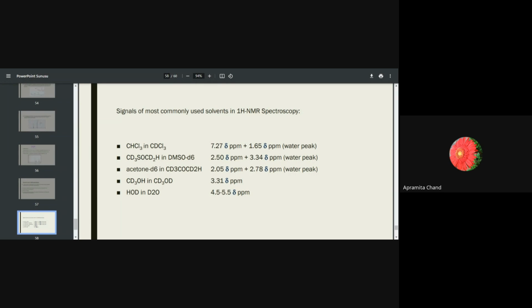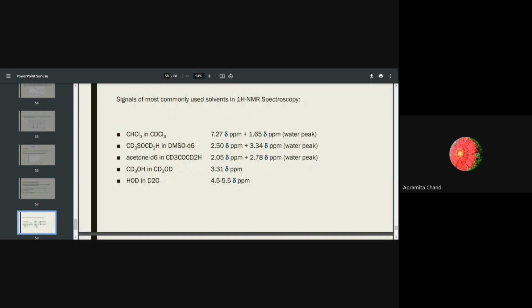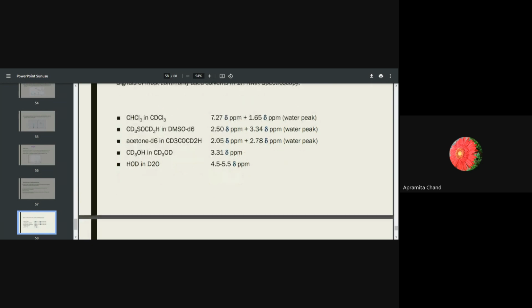ठीक है. So जैसे CDCl3, क्लोरोफॉर्म का इक्विवेलेंट हम लोग सॉल्वेंट ले लेंगे CDCl3. DMSO यूज करते हैं, DMSO की जगह पे हम लोग D6 DMSO यूज कर देंगे. ठीक है. एसीटोन की जगह पे D6 का एसीटोन यूज कर देंगे. ठीक है. तो CH3OH नहीं करके हमारा CD3OD यूज कर सकते हैं. ठीक है. और अगर इनफैक्ट you can also use D2O, heavy water. ठीक है.